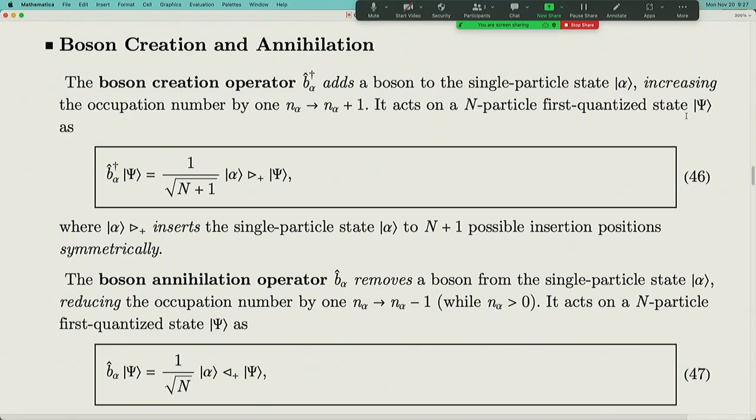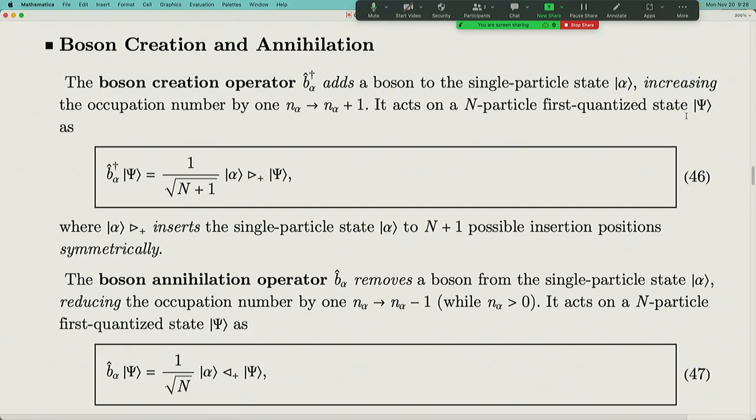The way to do that is to take this alpha state and insert it into whatever state you want to act on. When you do the insertion, you put a plus sign here to remind yourself that it is a bosonic insertion. It's a symmetric insertion. Every time you exchange through a new tensor factor, there is no sign accumulation. And after all these operations, you multiply everything by 1 over the square root of n plus 1.